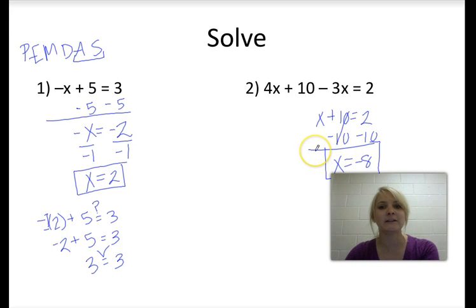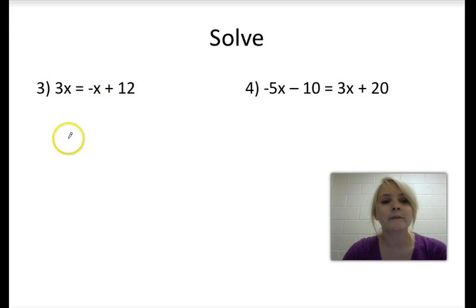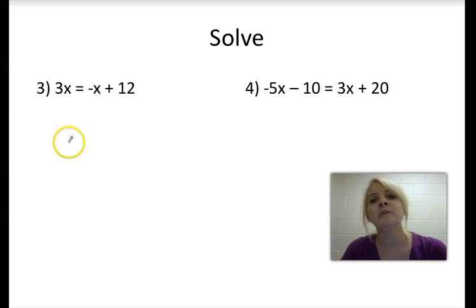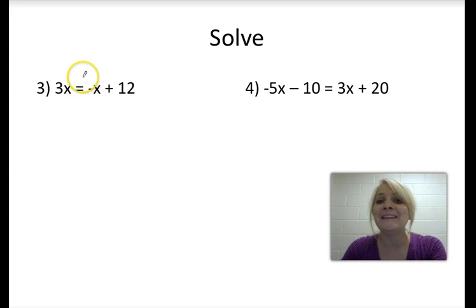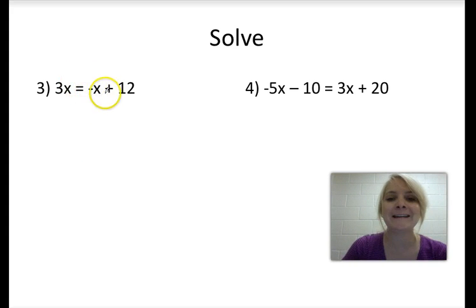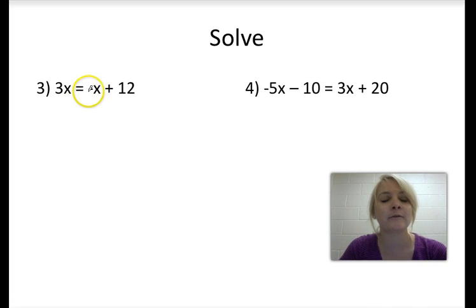All right, let's take a look at the next ones. All right, so this third one, we have 3x equals negative x plus 12. Now, when you're solving for a missing variable, you want to move all the variables on one side. So I'm going to move this negative x over. Since I'm subtracting x from the side, our inverse operation will be to add x. So I will get 4x equals 12.